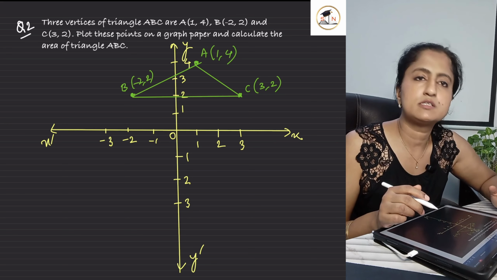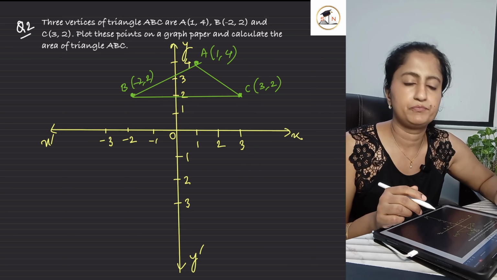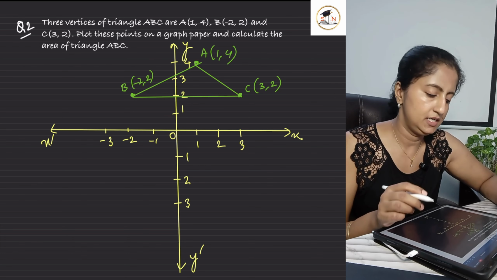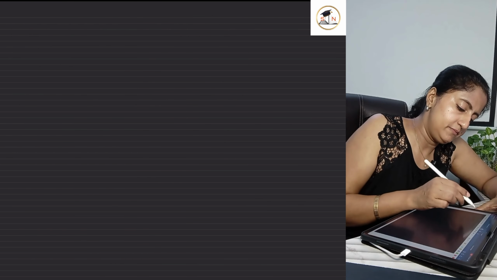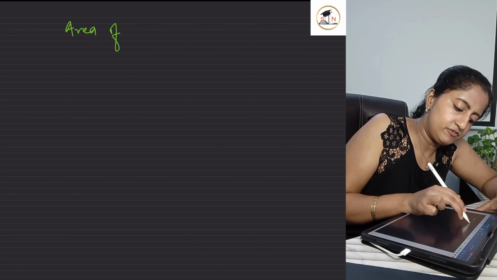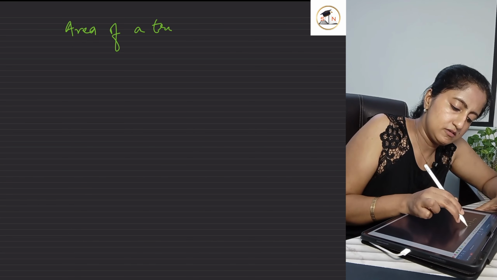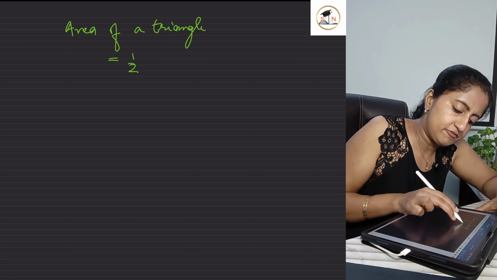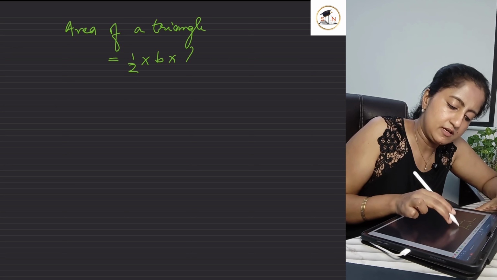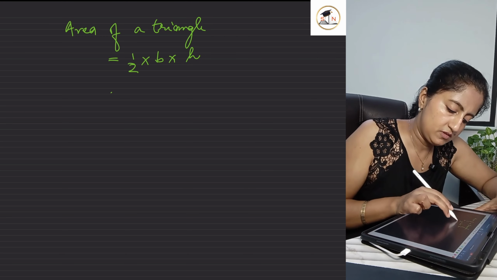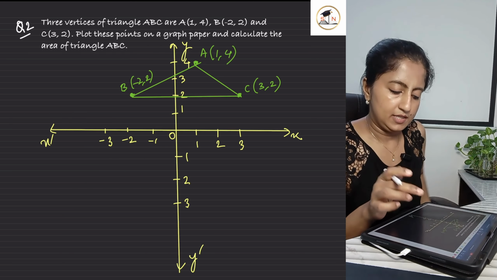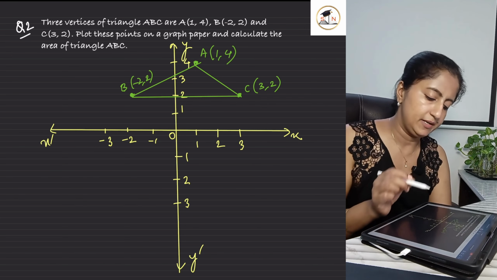First of all, what is the formula for the area of the triangle? That is half times base times height, right? So let's write down over here. Area of a triangle equals half times base times height, right? Now, what is the length of the base and what is the length of the height over here? That is what we need to understand majorly.